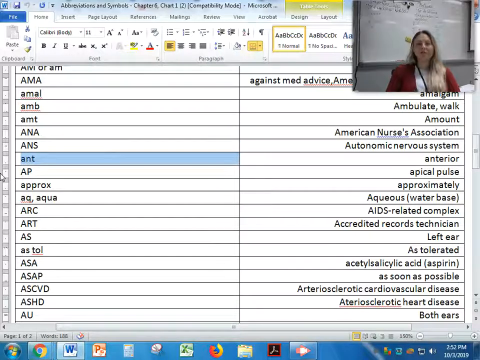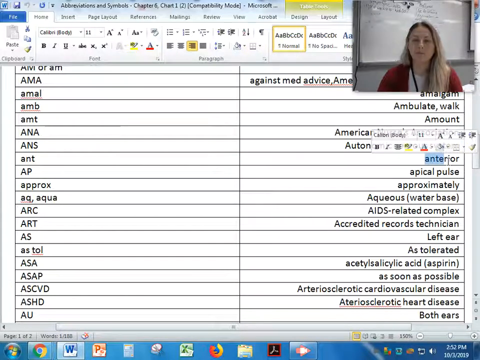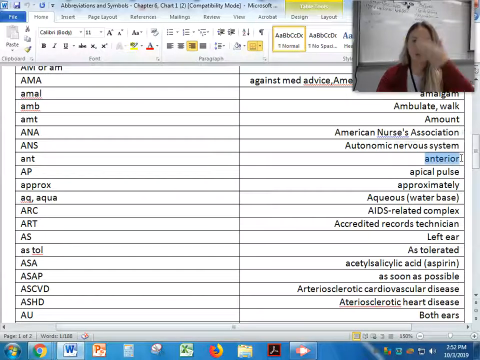ANT, this is for anterior. If we have, say, an ante-room, A-N-T-E, this means before. So anterior means before or front. So it's the front side of our body is anterior, ante.